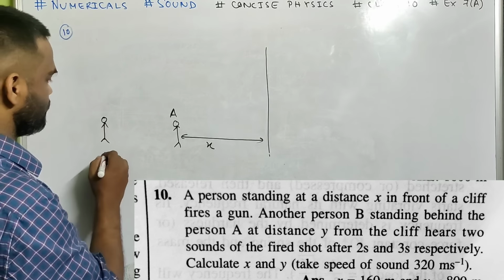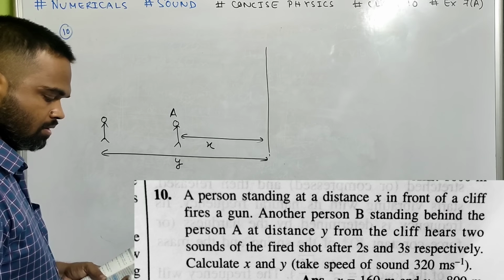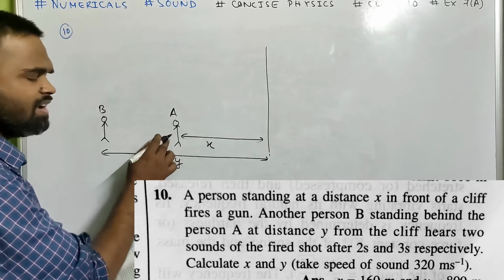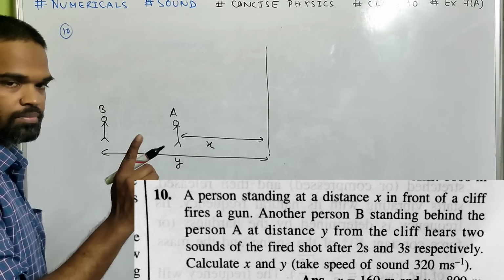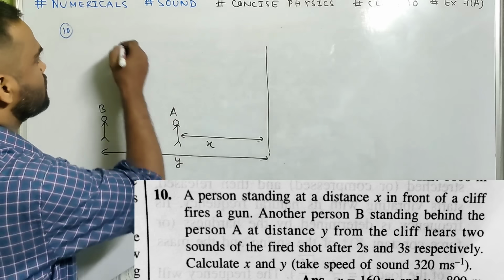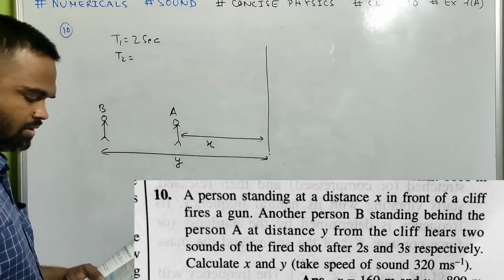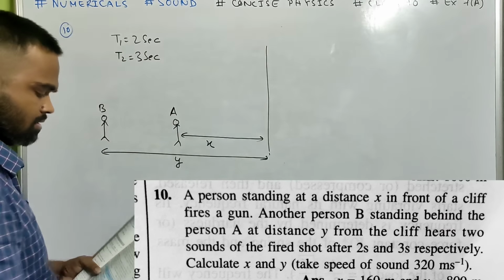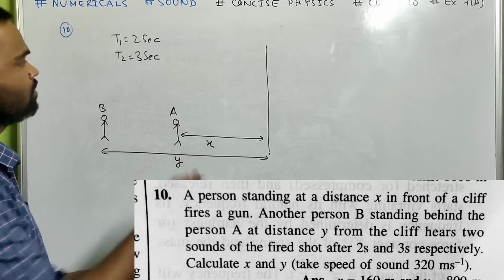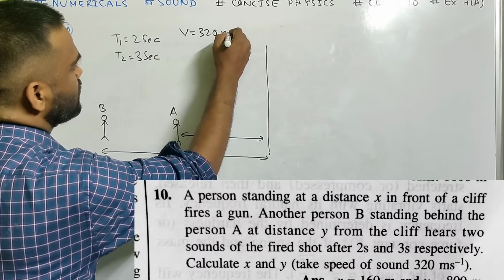So this is y from the cliff. When A fires a gun, B hears two sounds of the fired shot. After 2 seconds, he hears a sound, and then again after 3 seconds he hears a sound. Calculate x and y. Take speed of sound as 320 meters per second. Now try to understand.